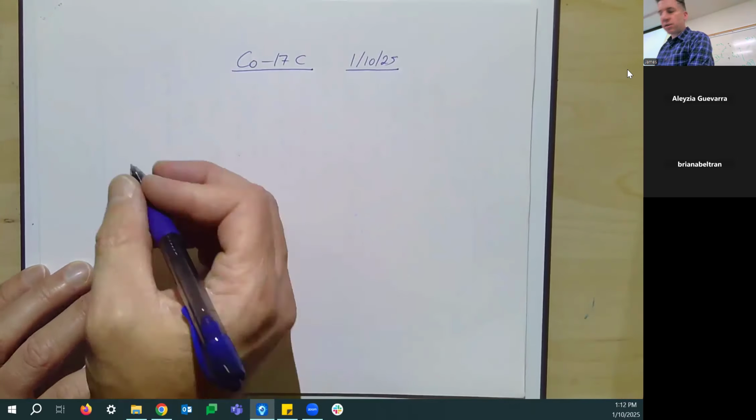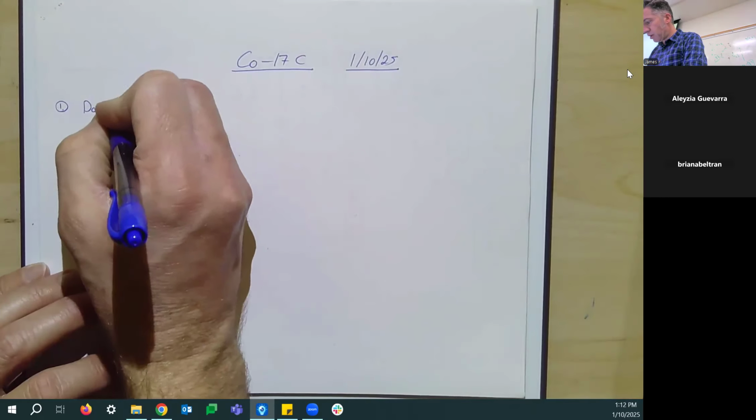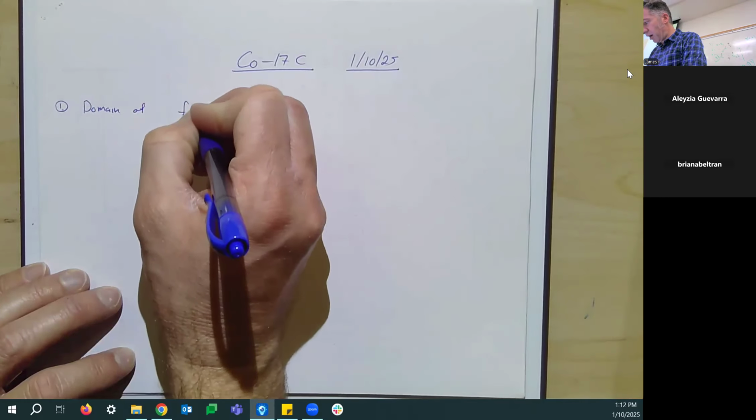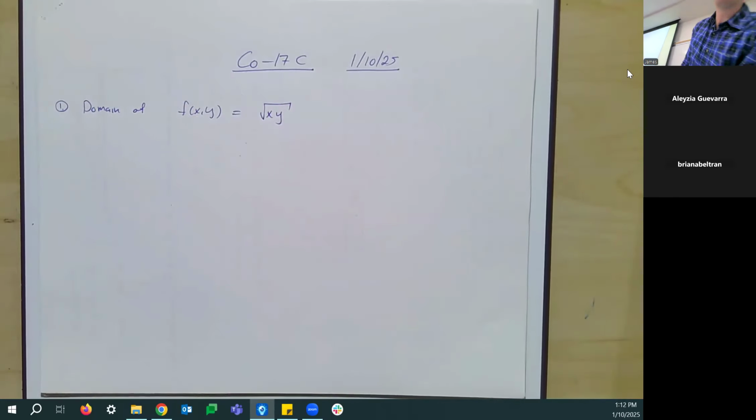And the first question is to find the domain of the function f of x comma y equal to the square root of x times y. Okay. So again, whenever we're finding the domain of a function of one or two variables, it's not one of those where you have to think about the context, like the x's and y's representing the number of people. Not the case here. X and y can be anything that's valid.